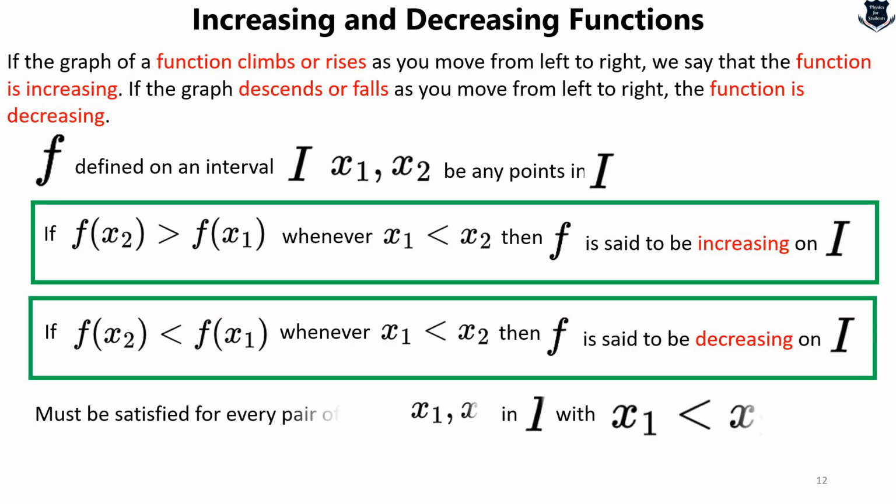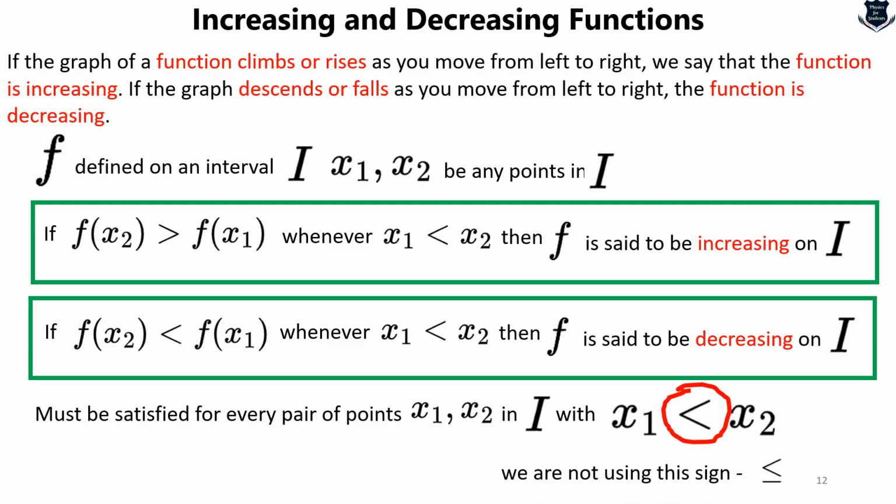Now, this part you must understand. It is important to note that the increasing and decreasing of a function must be satisfied for every pair of points x1 and x2 in I with x1 less than x2. And because we use the strict inequality less than to compare the function values, instead of less than or equal to, it is sometimes said that f is strictly increasing or decreasing on I.